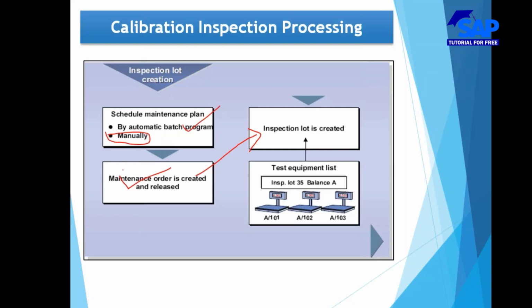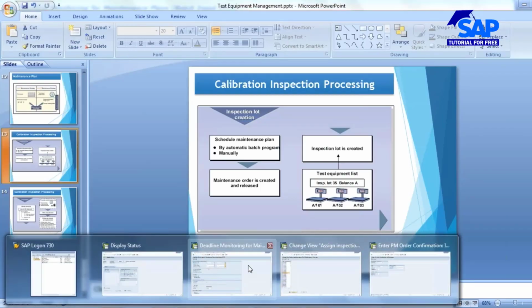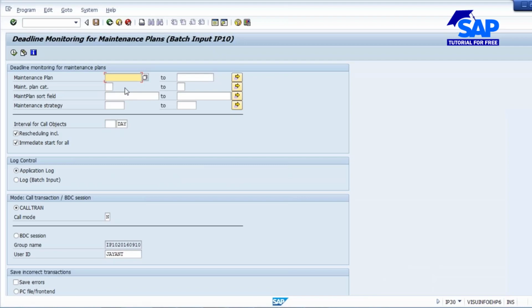So the maintenance plans will be scheduled through an automatic batch job, which is called deadline monitoring, IP30. This is also done by the plant maintenance people scheduling it. You create a background job, you create a variant here, and then you assign it to that background job. So you schedule it at a periodic time, every day in the night. So this will be running on that particular day. When it is reached, along with the call, it will be generating a maintenance order. So every month you will be getting an order. Every month, when the particular date is reached, you will be getting an order like this.